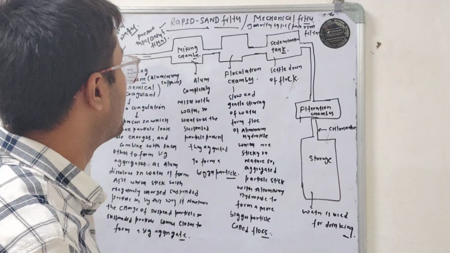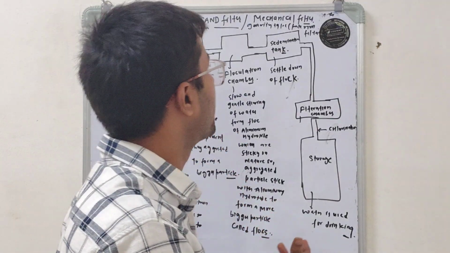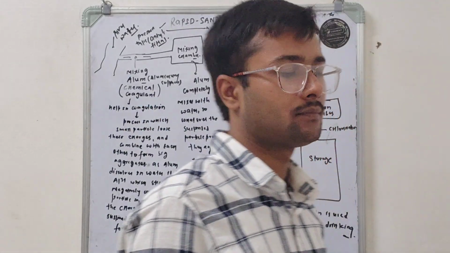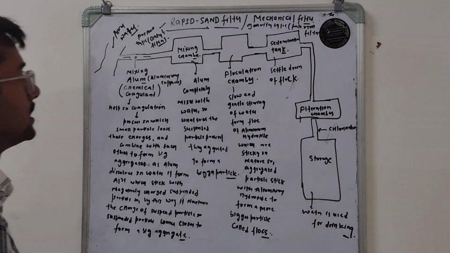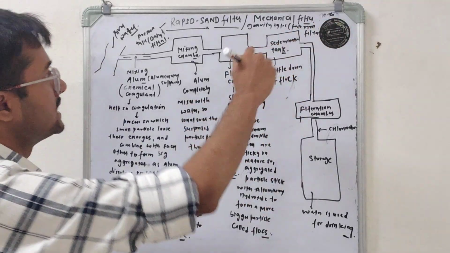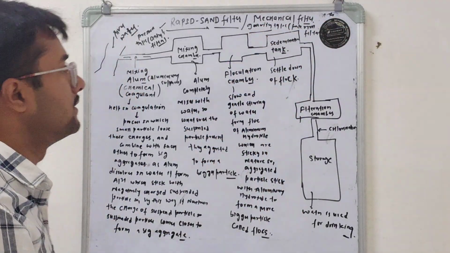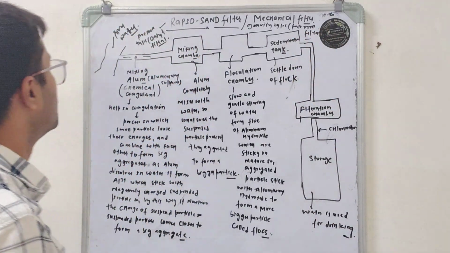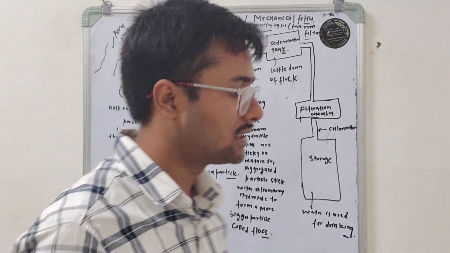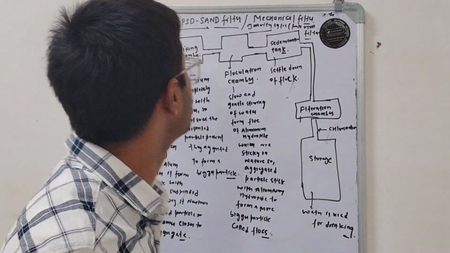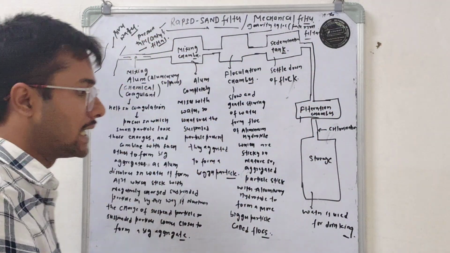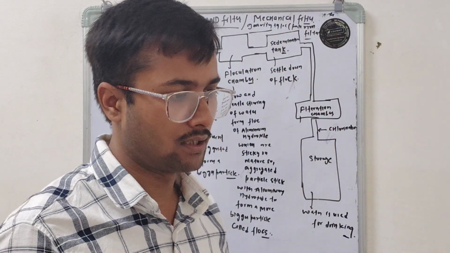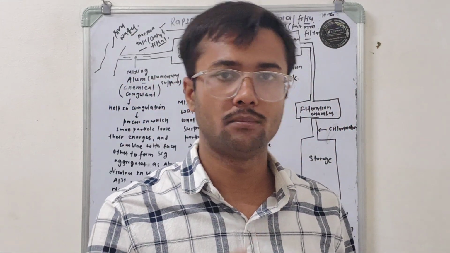This rapid sand filter is also known as the mechanical filter, and according to Park's textbook, there are two types of rapid sand filter. One is the gravity type, which is also called the Paterson filter, and another is the pressure type, which is called the Candy filter. So two types of filters: the Paterson filter, which is the gravity type, and the Candy filter, which is the pressure type.